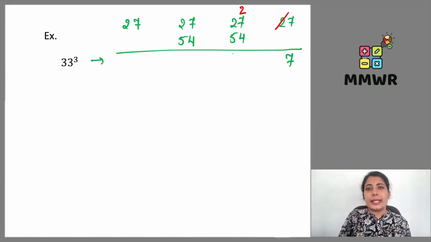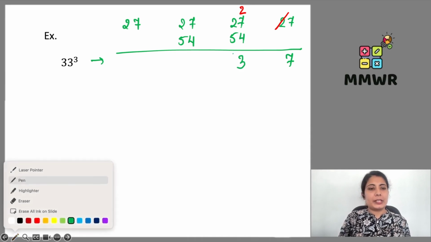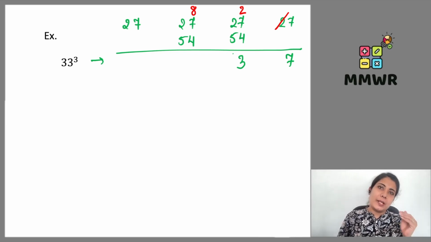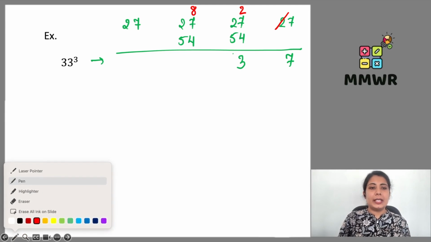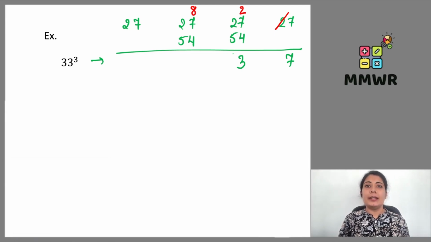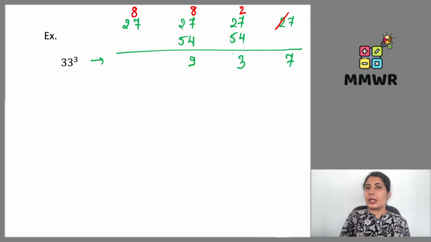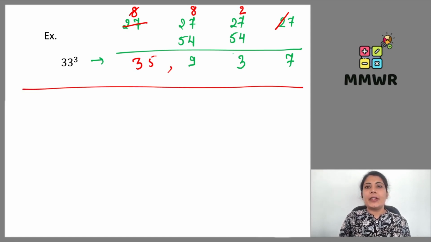81 plus 2 is 83. So 3 will be written below and 8 will be carry forwarded to the next column. Now 27 plus 54 plus 8 is again going to give us 81. 81 plus 8 will be 89. So 9 I will be writing here. 8 I will be forwarding to the next column. Now 8 plus 27 gives me 35. So the cube of 33 is 35,937. I hope it is easy now, right?